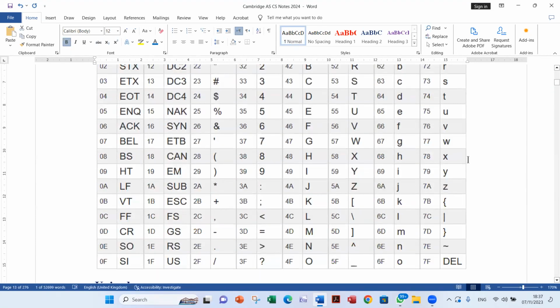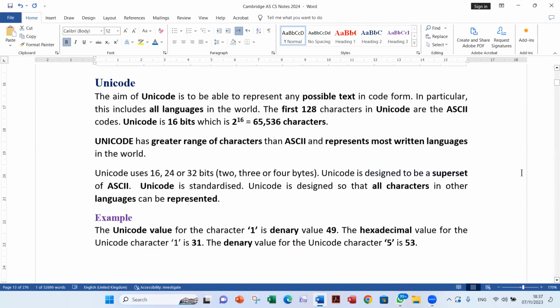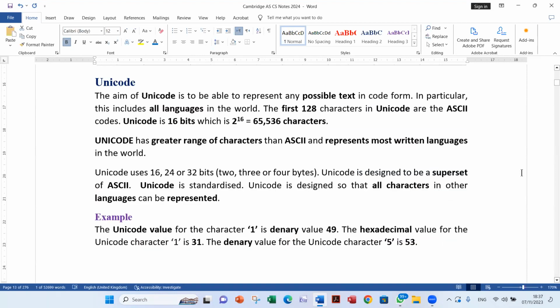They try to make use of it to accommodate Italian and French. But then it showed lots of issues. And then they said, let's get rid of all that. Let us do the Unicode. The aim of Unicode is to be able to represent any possible text in coded form. In particular, this includes all languages in the world. But they try to make it a little bit backward compatible. The first 128 characters in the Unicode are the ASCII codes.